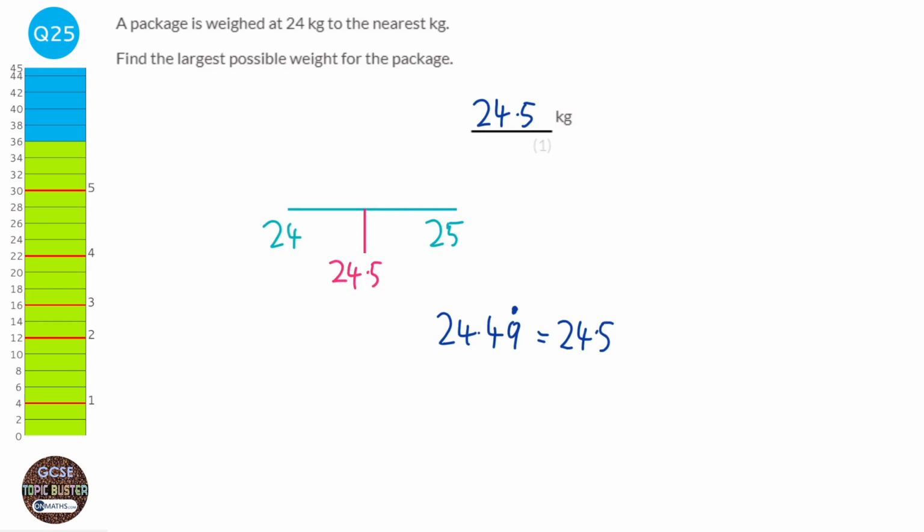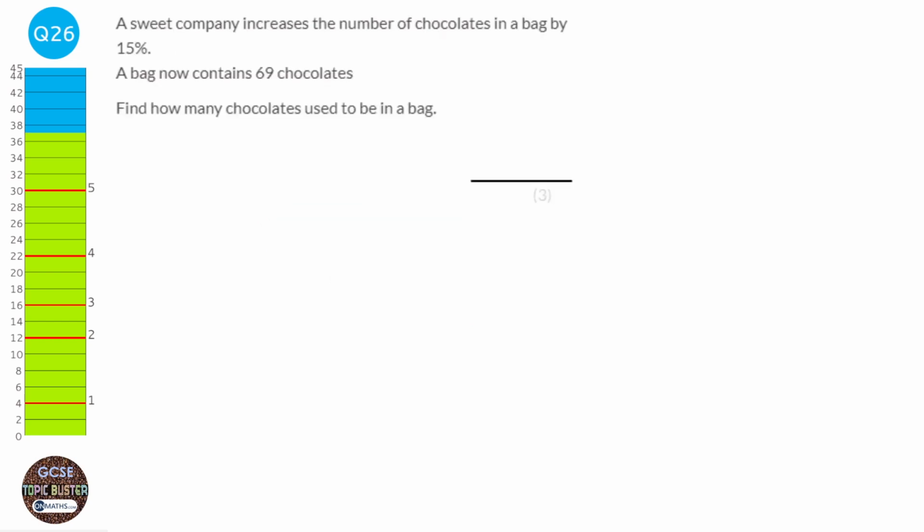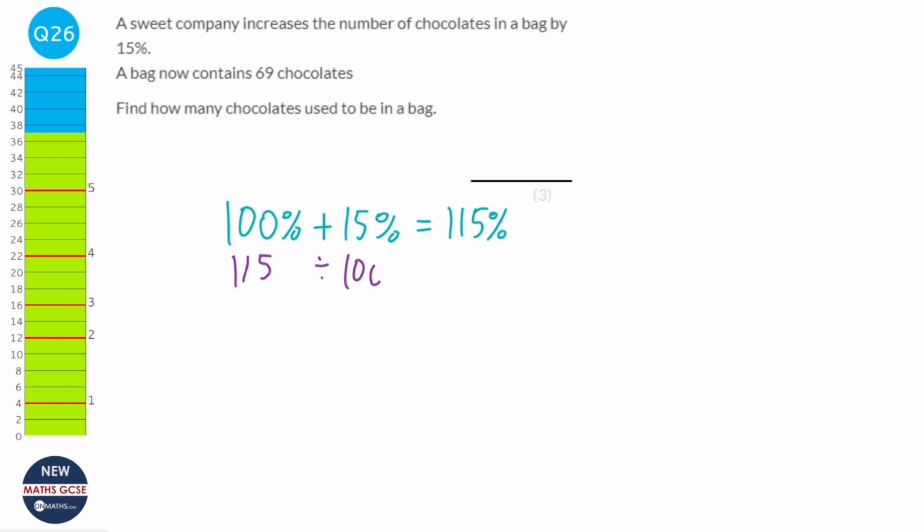definitely recommend writing 24.5. So what's happened here is that the company's increased the amount of sweets by 15%. So we're just going to focus on that and work out what the multiplier would be first. So they started off with 100% and they added 15%, and then therefore they ended up with 115%. And to find that as a multiplier, we get the 115 and divide it by 100, and that gives us 1.15. So that is the multiplier they used.